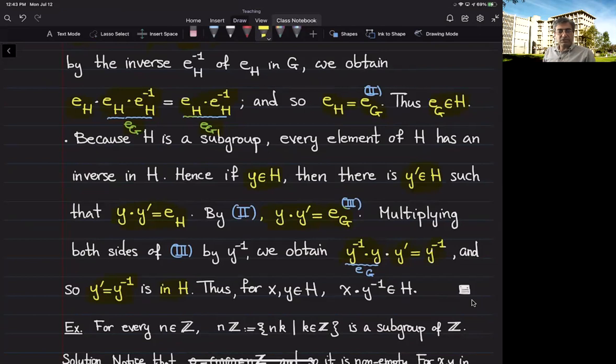And because H is closed under multiplication, if I give you a pair of elements x and y, then x and y inverse are both inside H, and therefore their product x dot y inverse is inside H. So we proved the converse of the subgroup criterion as well.